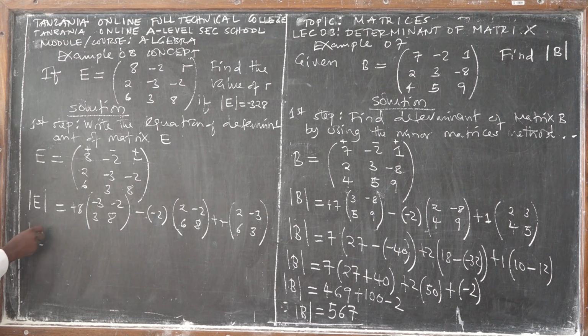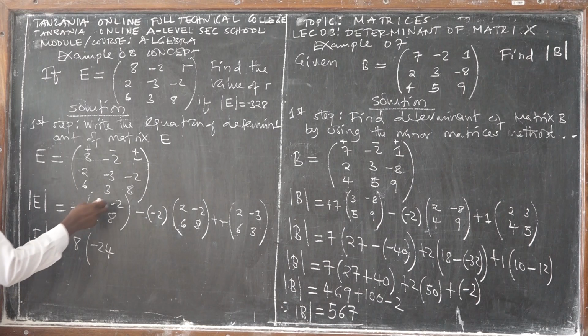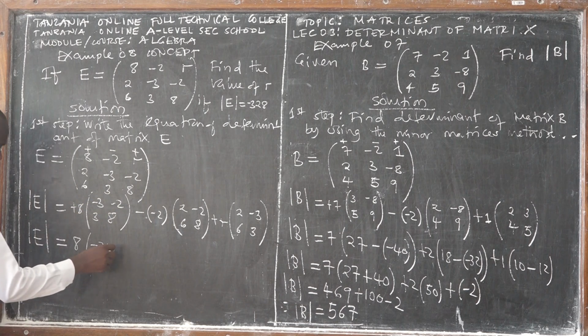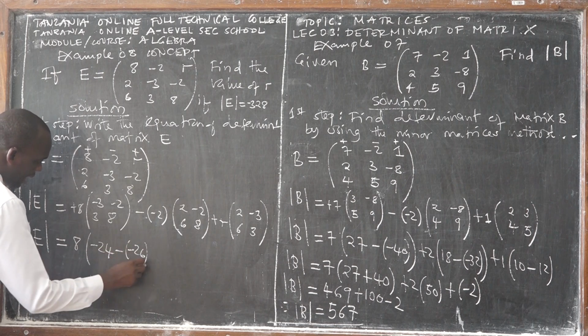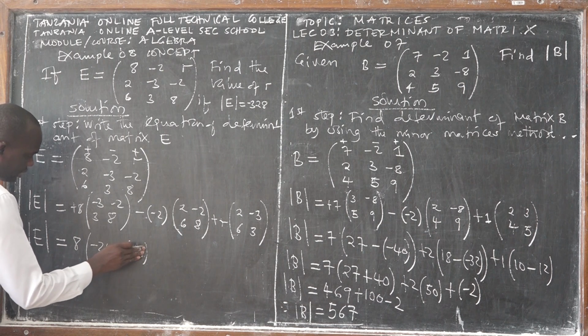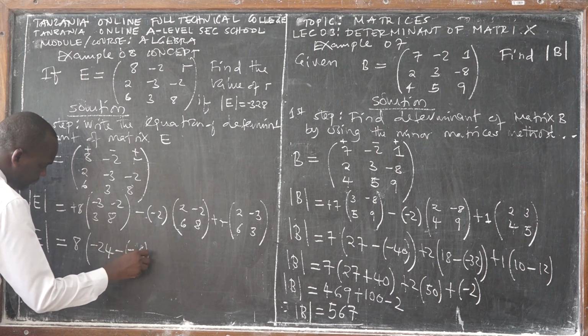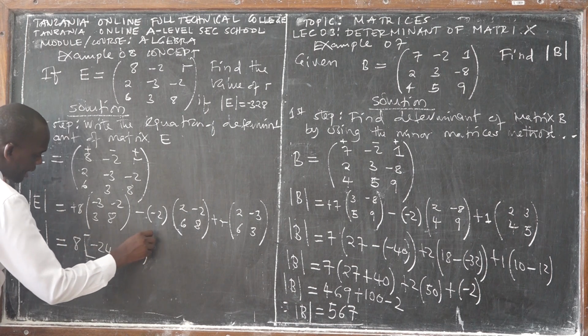Next, we are looking for the determinant of matrix E. This is equal to what? Positive 8. Then you have what? 3 times -3? -9... -24. 3 times -2? So we have to minus -6. Use bracket whenever you have a negative sign. You may use the square bracket for this case, just to do the distinction. So you may use the square bracket, it is fine.